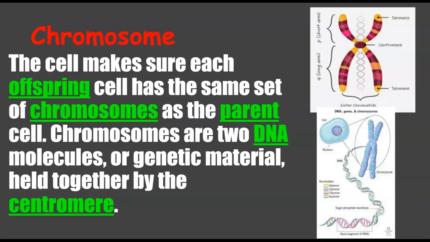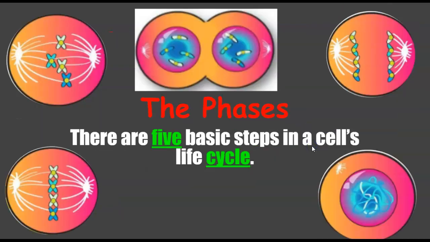Chromosomes are 2 DNA molecules, or genetic materials, held together by the centromere. The centromere is right here, so you'll have this right here and this right here. And they're called chromatids, so this one side is one thing, and this other side is another. All right, there are going to be 5 basic phases in a cell's life cycle in mitosis. Not meiosis, but mitosis. You'll learn about meiosis in living environment, but we're looking at mitosis right now.